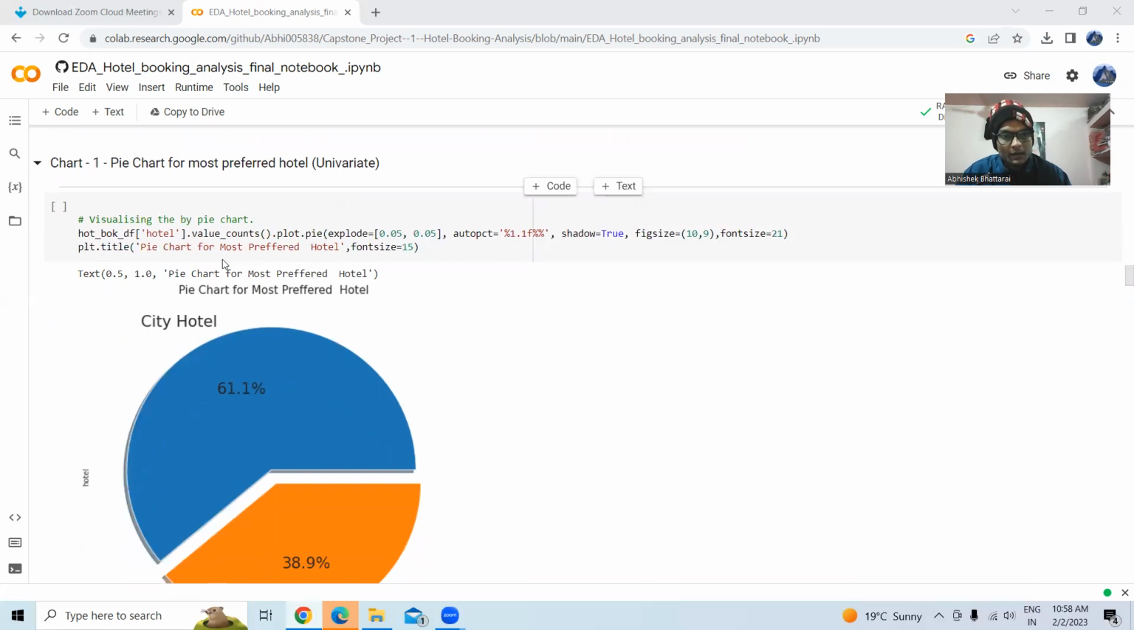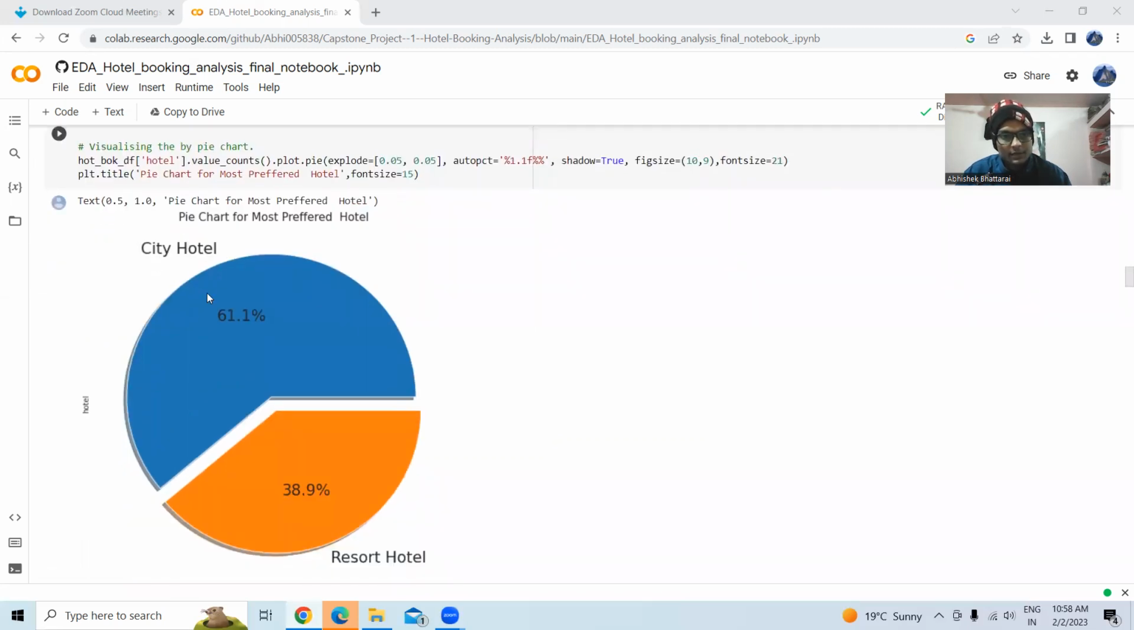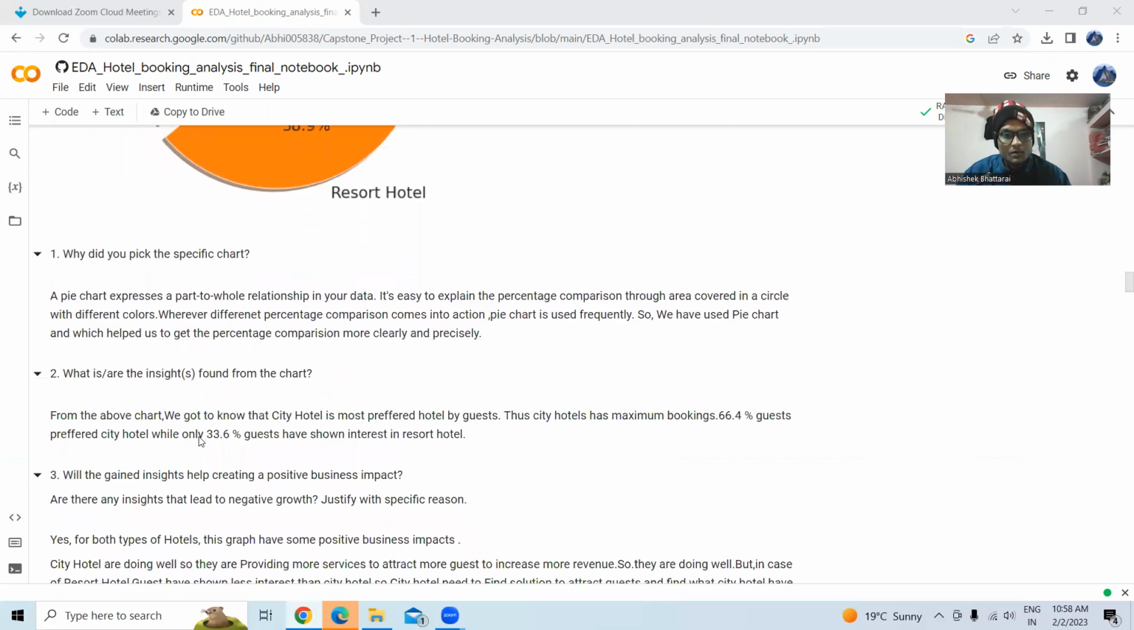Here in this graph we can see that the City Hotel was the most preferred hotel, with 61.1% of the guests preferring this hotel, and 38.9% preferring Resort Hotel. So why did I pick this chart? The pie chart expresses a part-to-whole relationship in your data. We viewed this pie chart, which helps us get the percentage comparison. As you can see the theory here, the pie chart is very useful for comparison.